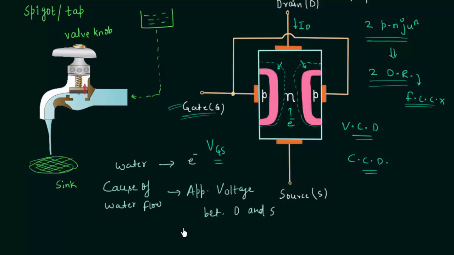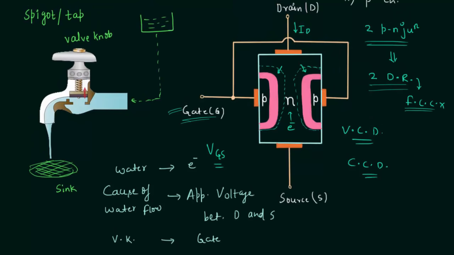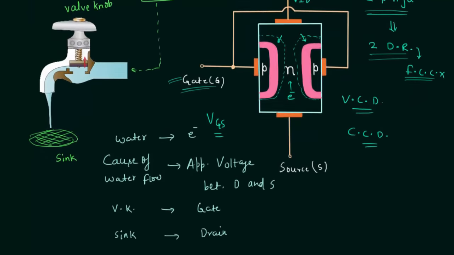The next comparison is between the valve knob and the gate. Here the valve knob is controlling the water coming out of the spigot, and here the gate is controlling the movement of electrons in the N channel. So we can say that the valve knob is the same as the gate in JFET. The next comparison is between the sink and the drain. The sink in this case is the same as the drain in case of JFET. You can see water is going into the sink, and here electrons are going towards the drain. So their working is similar.